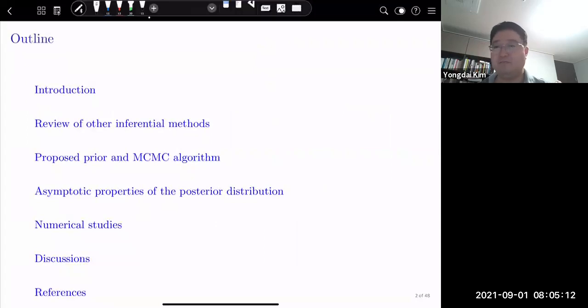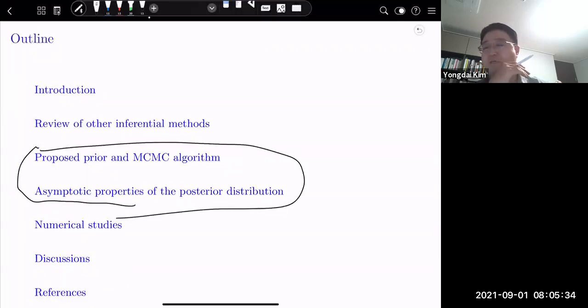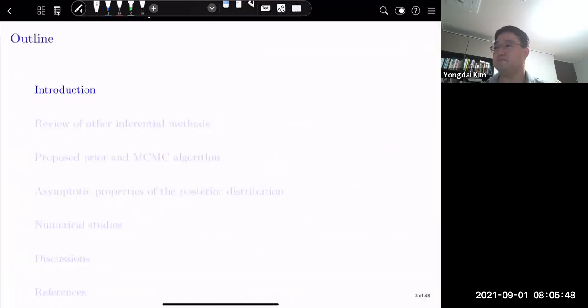The outline of my talk consists of introduction and review of other inference methods, our proposed prior and MCMC algorithm, asymptotic properties of the posterior distribution, numerical studies, and discussions. Actually, these two parts are the main part of my talk, and basically I'm going to propose a new Bayesian model for high-dimensional sparse linear factor models, which has nice asymptotic properties.